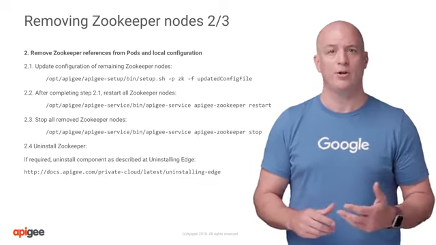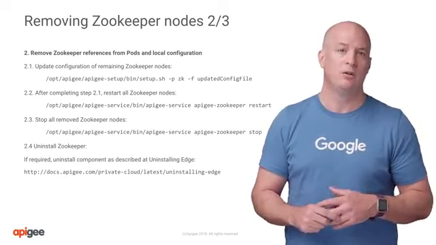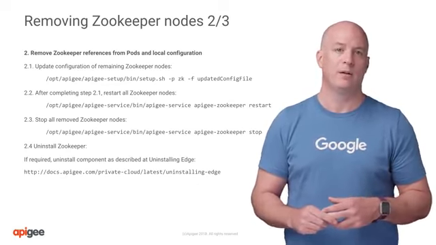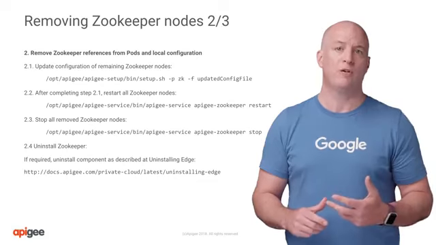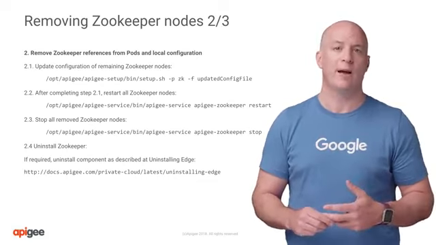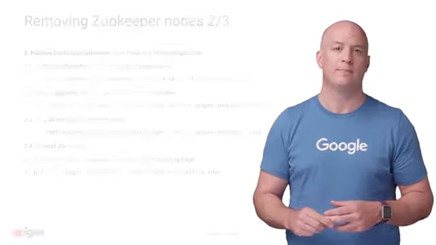Once all remaining nodes have been reconfigured and restarted, the removed nodes can have the service stopped using the Apigee service command. Once stopped, the Apigee software can be uninstalled and the node decommissioned. Full instructions for removing software can be found at the link shown on screen.